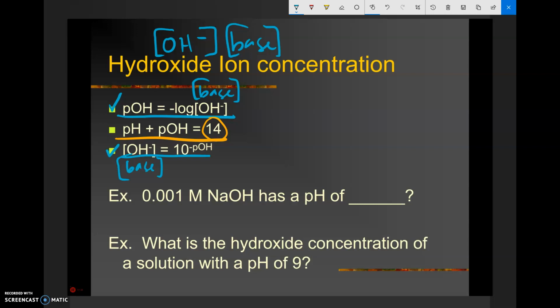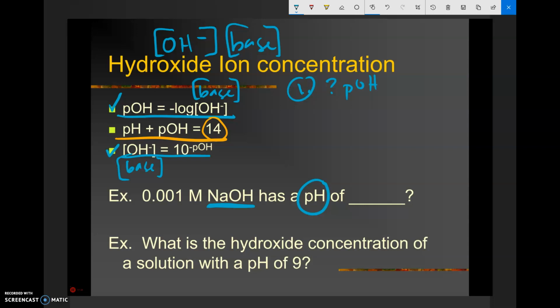Okay, so let's look at the first problem. The first problem says 0.001 molar NaOH has a pH of question mark. So the first thing we have to do is look at the NaOH, and you have to ask yourself, is this an acid or is this a base? This is a base because it has a hydroxide. So it wants to know the pH, but pH is associated with an acid. So what we need to do here is we need to find the pOH first. So the first thing we're going to do, number 1, I'm going to put this up here, is we're going to find the pOH.